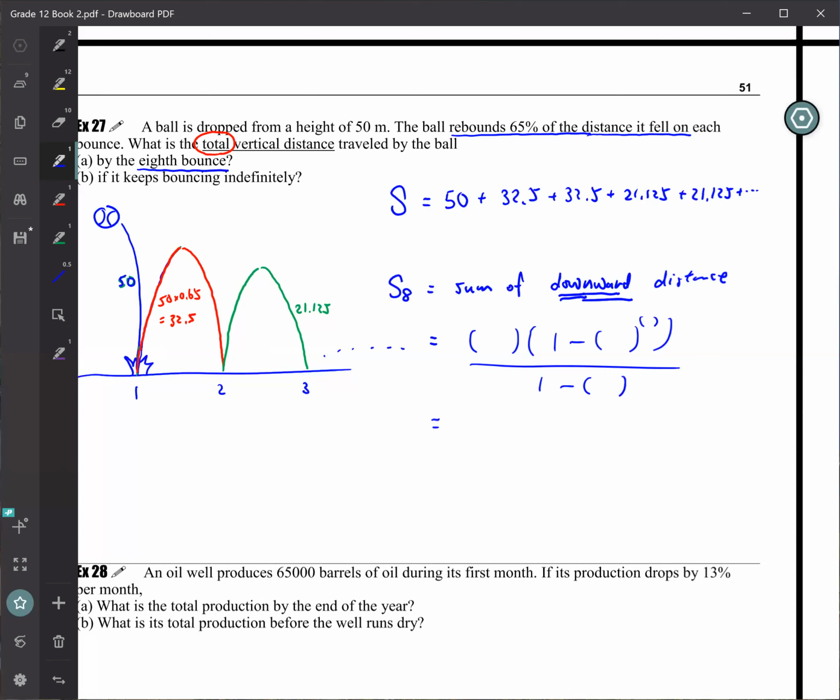Let's double check the ratio first, okay? What's the ratio for this problem? Cindy? 0.65. Yep, very good. So A is 50, ratio is 0.65. We want to take it to the 8th. Please raise your hand if you get a number.